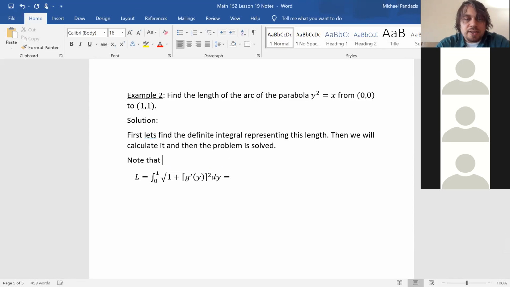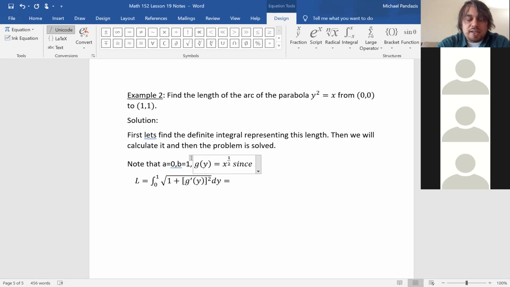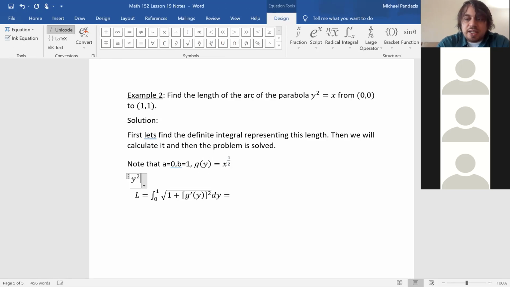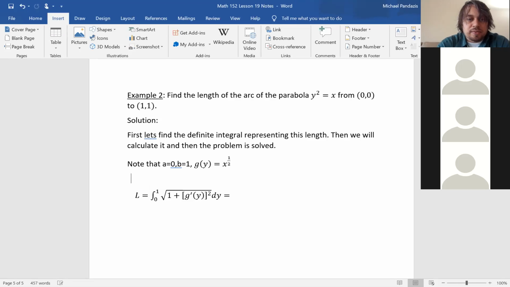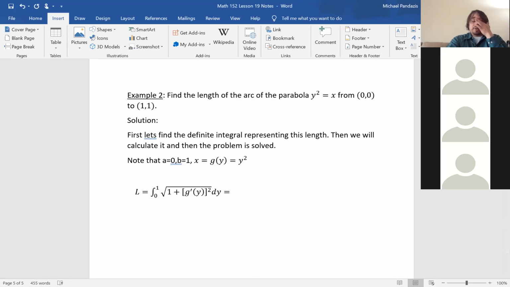So note that a is equal to 0, b is equal to 1. x is equal to g of y, which is equal to y squared, since y squared equals x. Oh, wait, sorry. X is equal to g of y, which is y squared. Good. So x equals y squared.